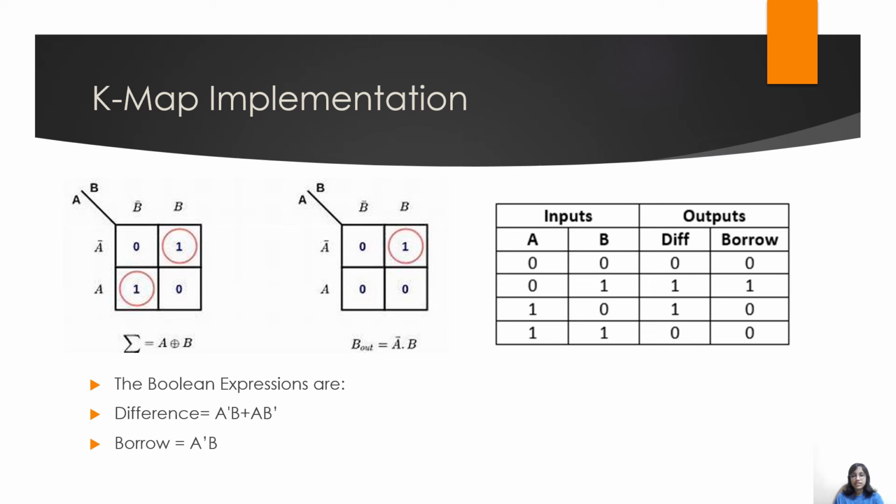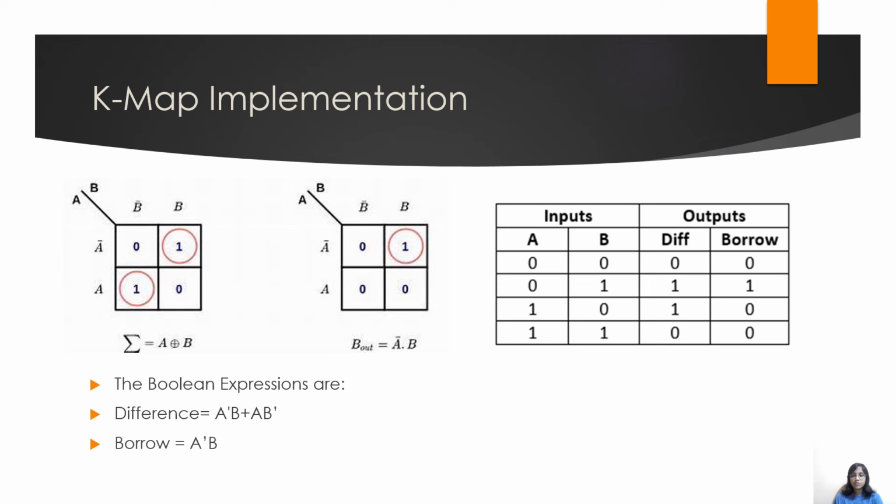Now let us take the truth table as reference and implement a K-map to get the Boolean expressions. The difference output is 1 in 0 1 and also in 1 0. So we are going to take both of these outputs and put them in the K-map to get the Boolean expression. When there is 0 1 and 1 0 in the K-map, we'll get the expression as A bar B plus A B bar, which can also be said as A XOR B.